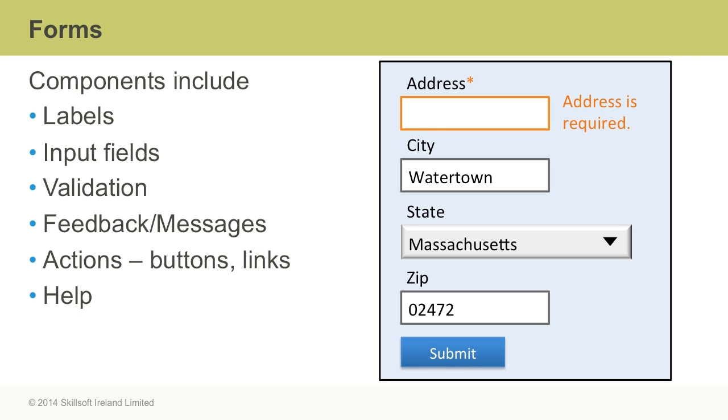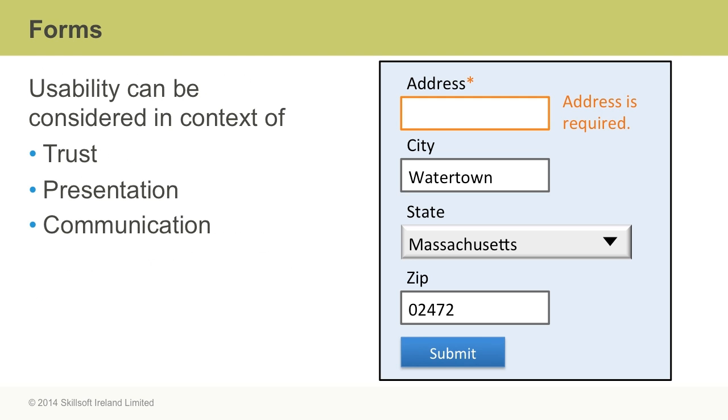There are several components involved in creating effective forms. In addition to labels and input fields, you must also consider validation, both for format and for required fields, and how to present feedback and system messages. When considering form usability, there are several contexts we must consider. The first and most important is trust. Can the user trust you with their information, and how do they know that they can?